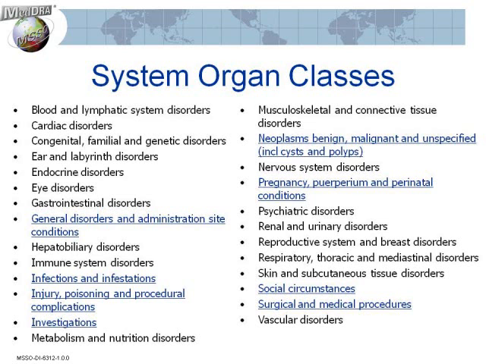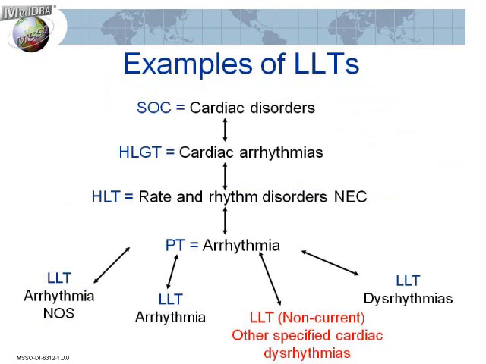Some SOCs on this slide are blue and underlined. This is simply to make you aware that the location of terms within these SOCs is perhaps not so intuitive. In SOC General Disorders and Administration Site Conditions, for example, are terms related to product quality issues. In SOC Injury, Poisoning, and Procedural Complications are terms related to medication errors and overdoses. It is important to become familiar with and to search these SOCs during data analysis.